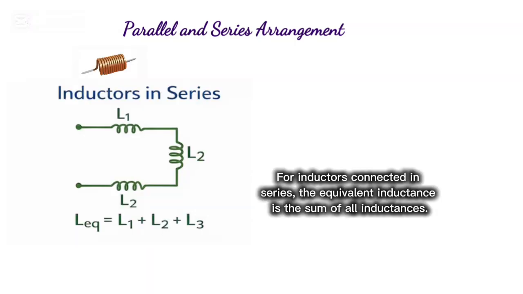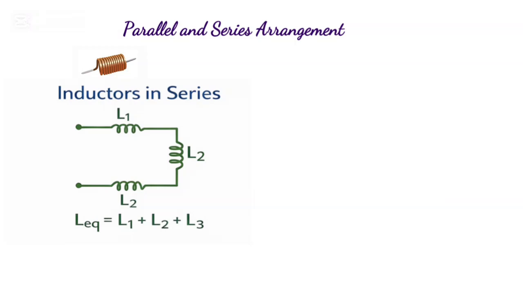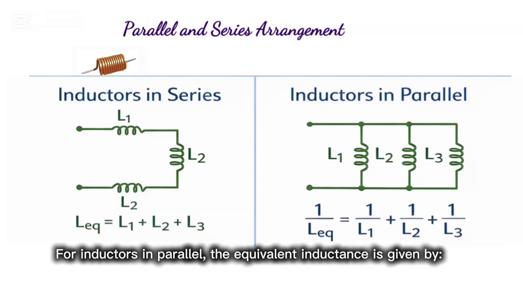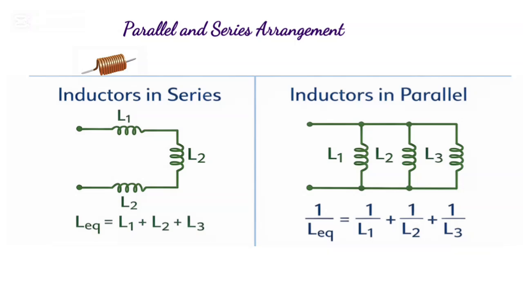Inductors. For inductors connected in series, the equivalent inductance is the sum of all the inductances. L is equal to L1 plus L2 plus L3. For inductors in parallel, the equivalent inductance is given by 1 over L is equal to 1 over L1 plus 1 over L2 plus 1 over L3.